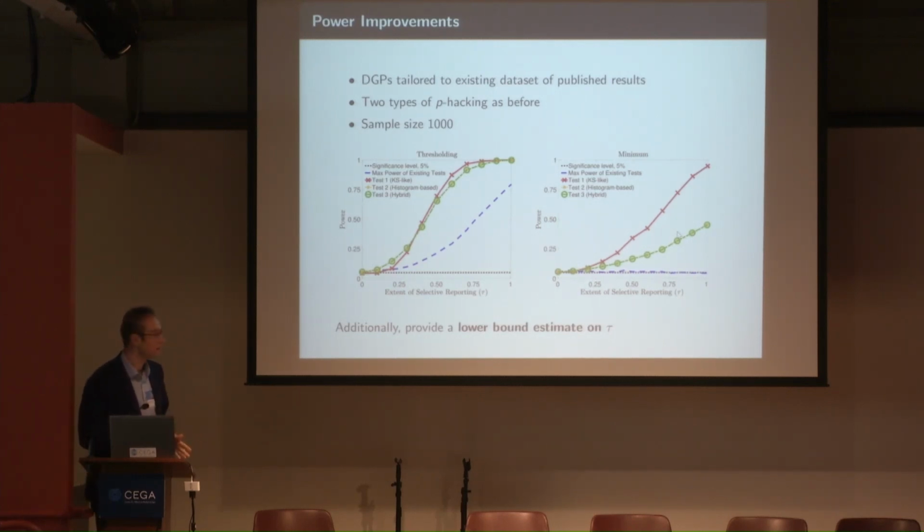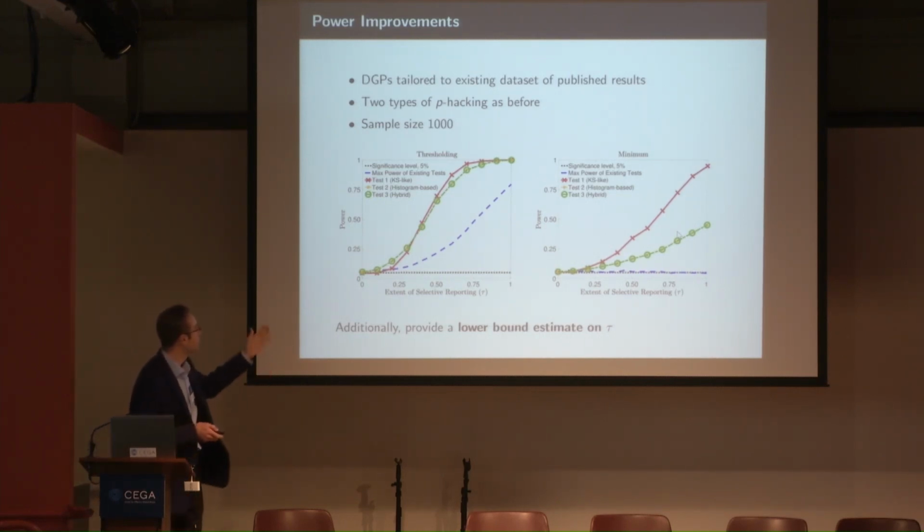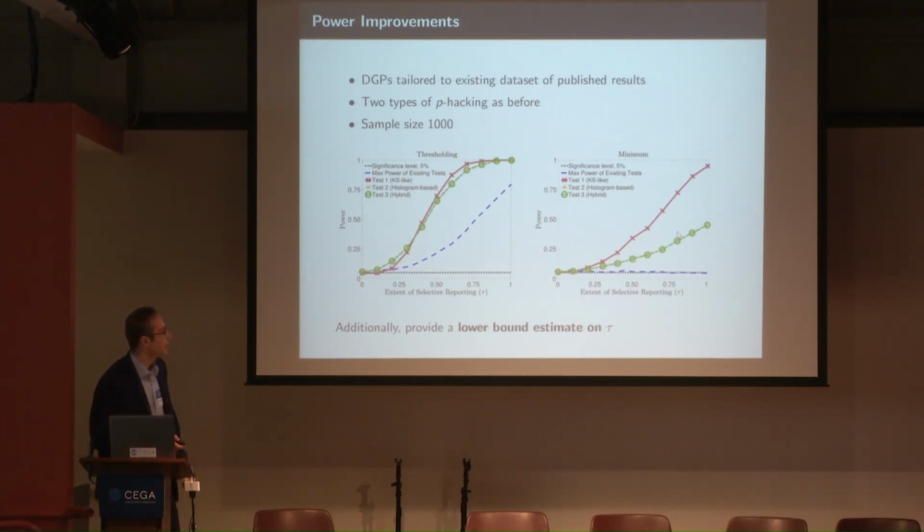Now, the method that I propose in this paper provides essentially a strict improvement in power over existing methods for both types of selection, and this improvement can be quite dramatic. For example, for the thresholding type of selection, for let's say 50% of results reported selectively, we can see that the power improvement can reach up to 3 to 4 times. And for the minimum type of selection, we can also improve the chances of detecting selection by quite a lot, especially given that existing methods are completely useless.